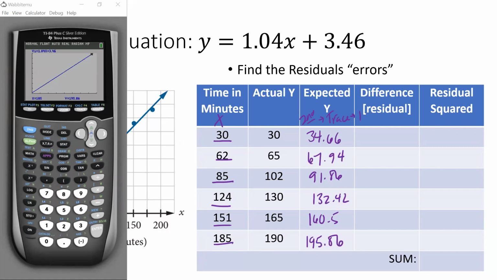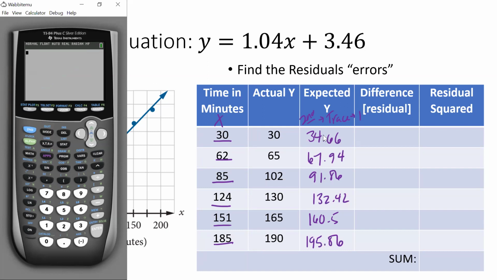Okay, how do we feel about using our graph to find our expected values? Doable? Perfect. All right, our fourth step is we're going to press second mode, and we're now going to find the difference, which is our residual. We find the difference between the two numbers, and then we square the residual. So I'm going to go to second mode. It's going to take me to my calculator page.